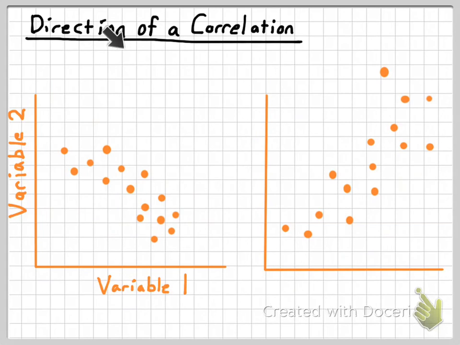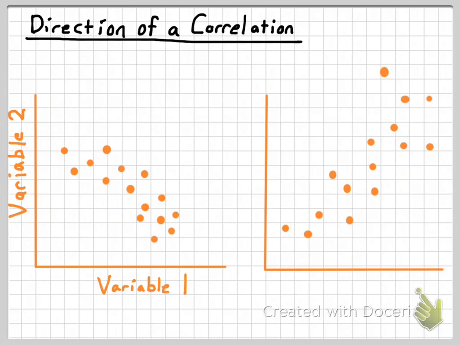We're going to be looking at scatter plots, and we're going to be describing, first of all, what's called the direction of the correlation between the two variables. Now, the direction of the correlation is basically going to be positive or negative, and it's all going to be about whether the dependent variable, which I labeled as variable 2, increases or decreases as the independent variable 1 increases.